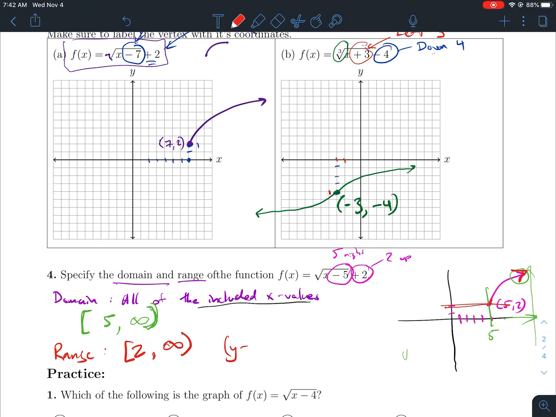So just remember that range is y values. And notice that we were able to solve this question with no calculator. The graph very simply gives us the key values of 5 and 2.